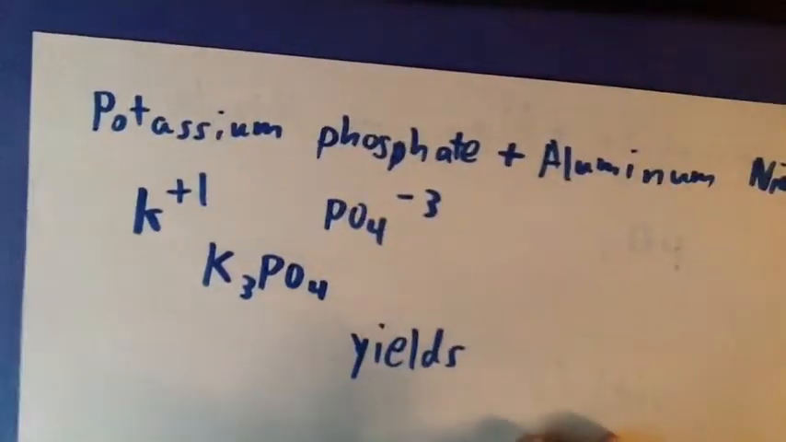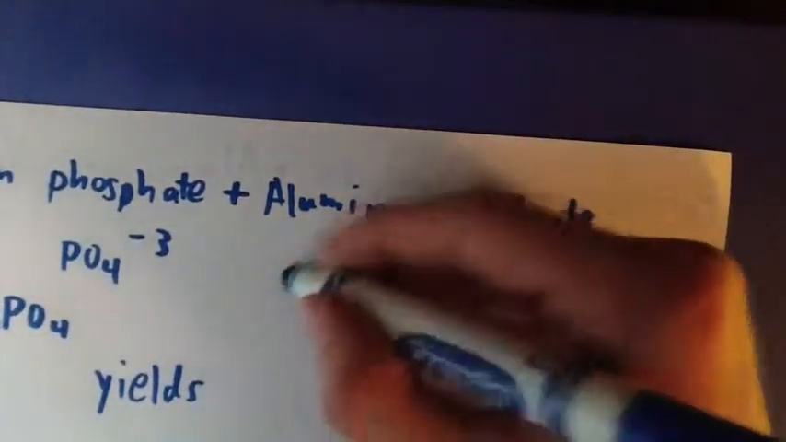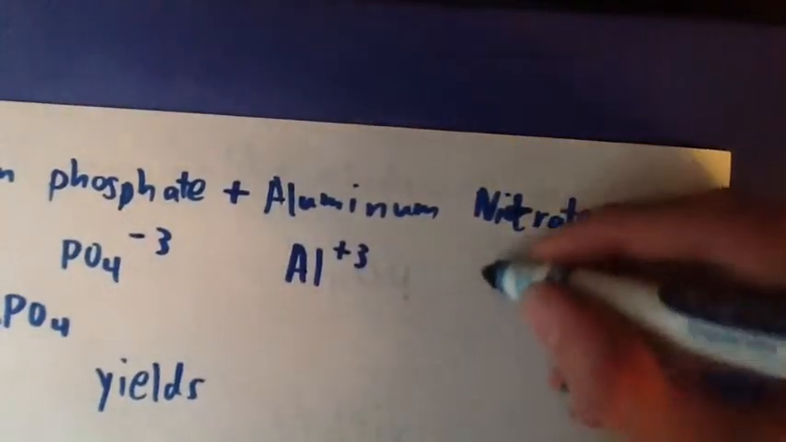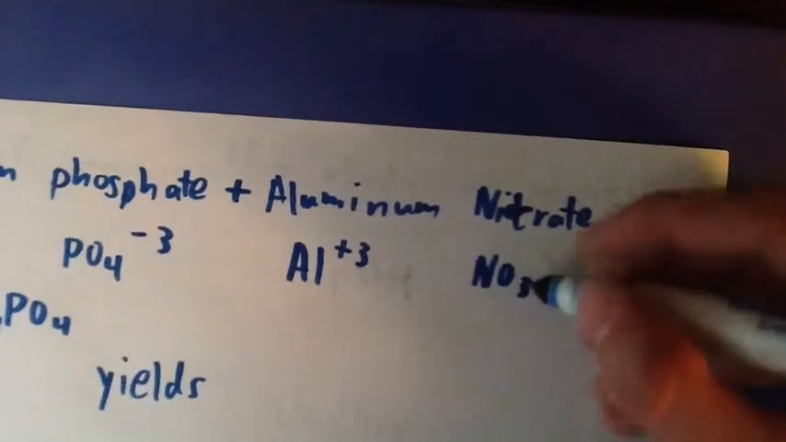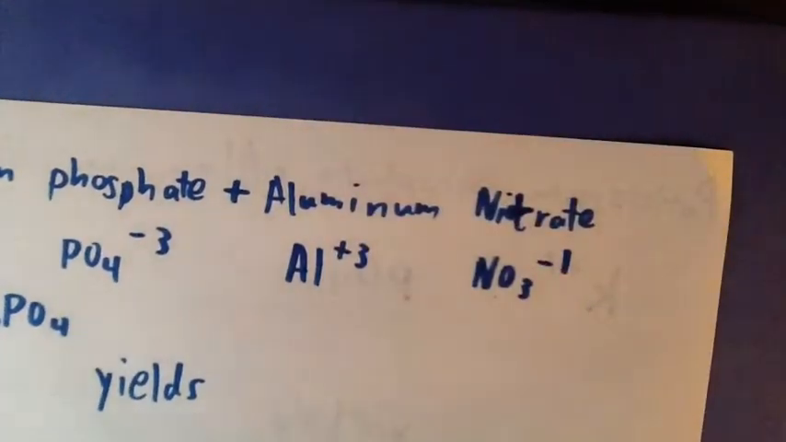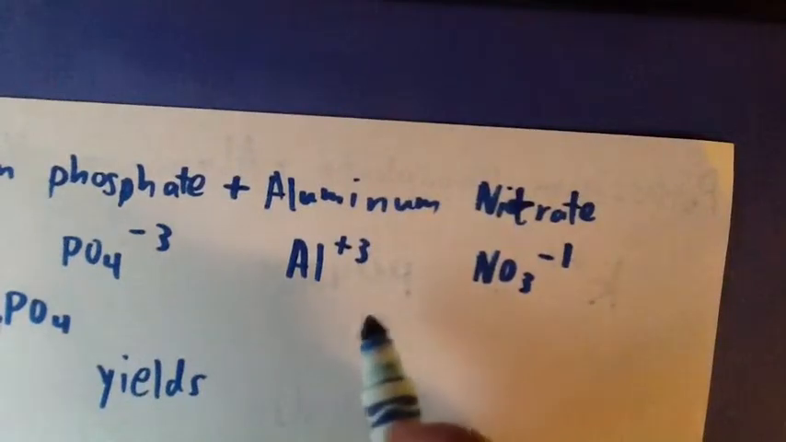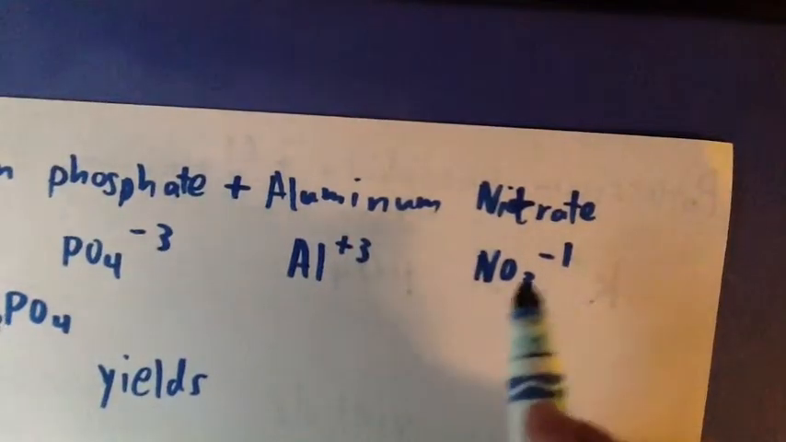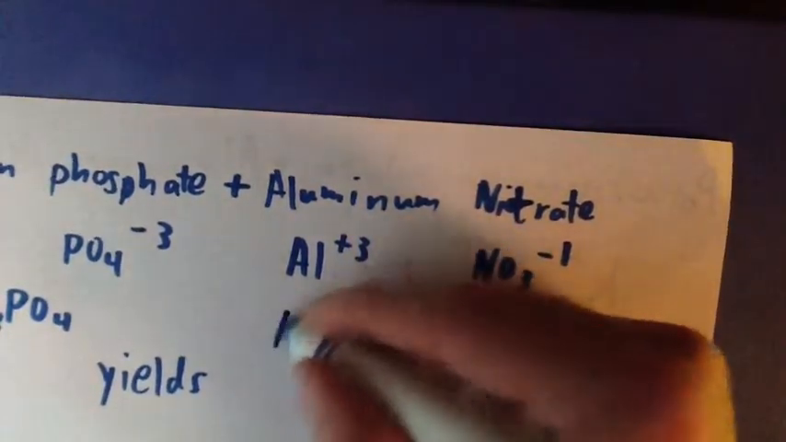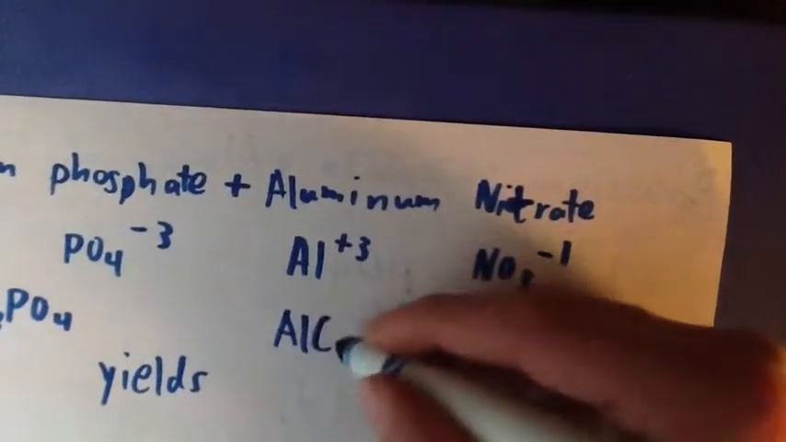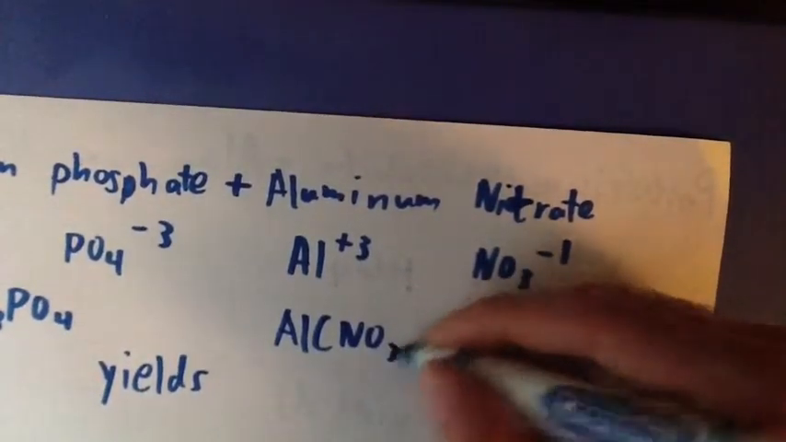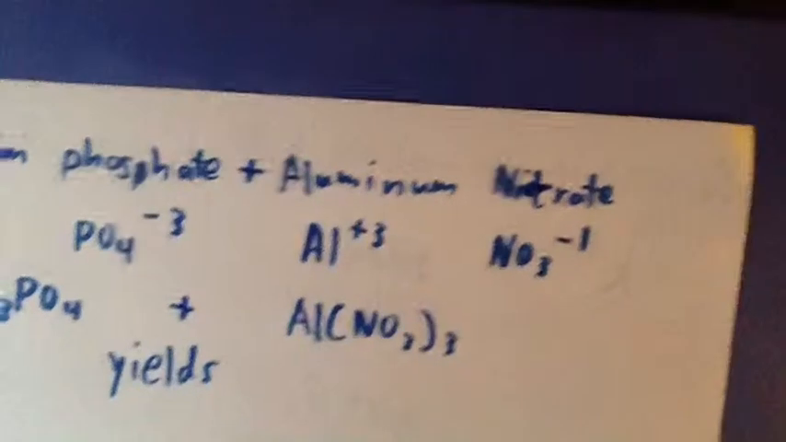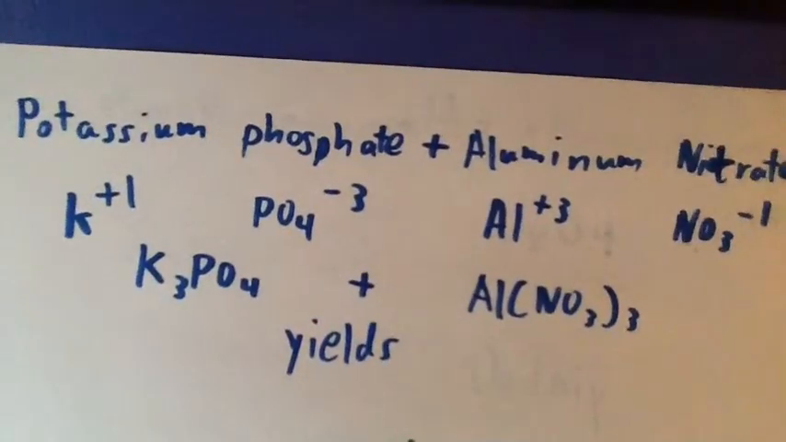Now that's balanced. And then time for aluminum nitrate. If we check, we'll see that aluminum is Al +3 and nitrate is NO3 minus 1. Same, we'll have to balance this out. This +3 has to balance out with this -3. So I'm going to put Al, parentheses NO3, and then subscript 3 on the outside, which balances it out. Then we add those together, and that's that right there.